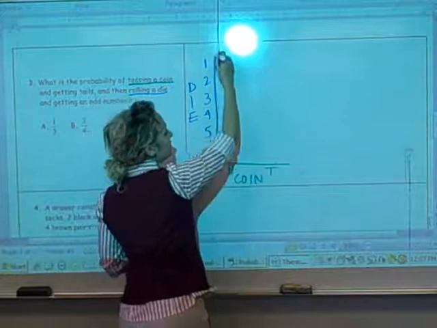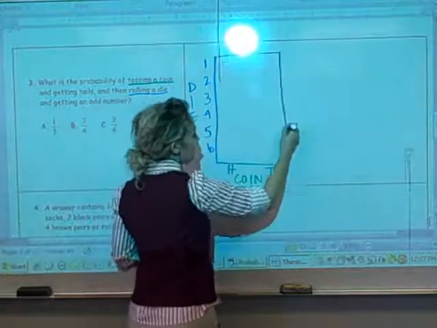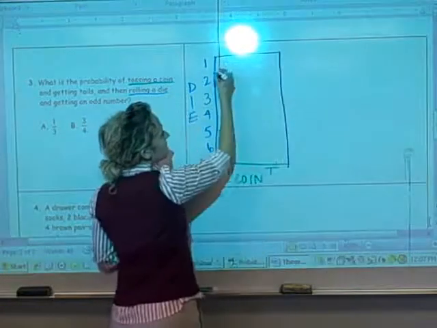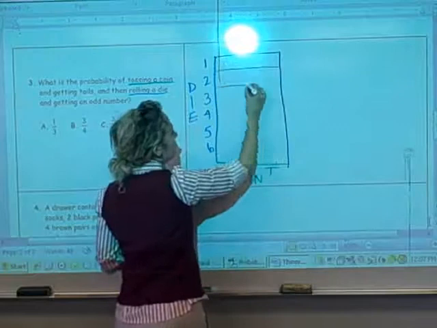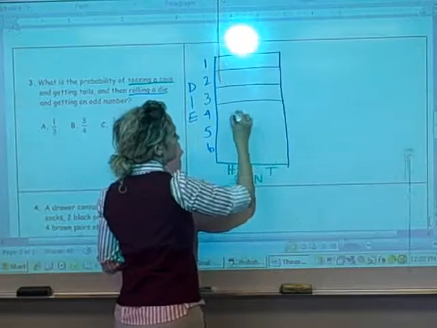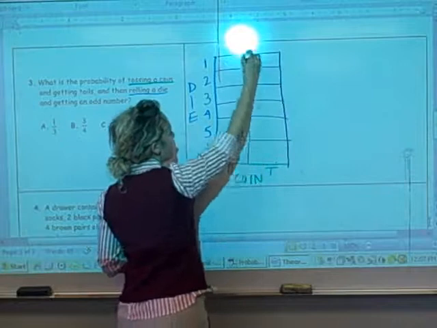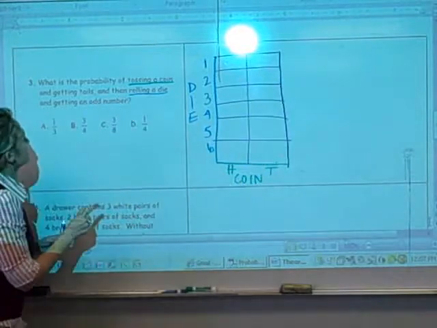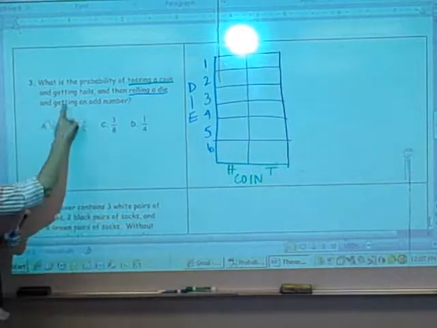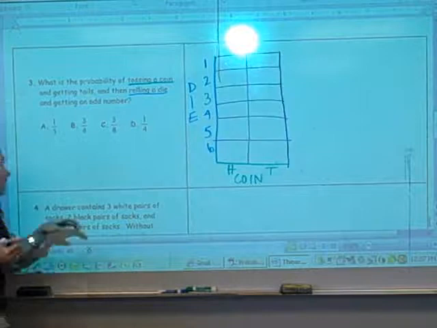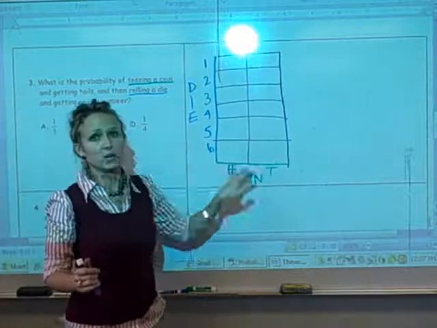Okay, I'm going to just finish my area model, and now I'm going to slice and dice, slice with 5 lines, and dice with 1. Okay, now it asks me here, what's the probability of getting a tails and rolling an odd? So I'm just going to go through and write in all my options.